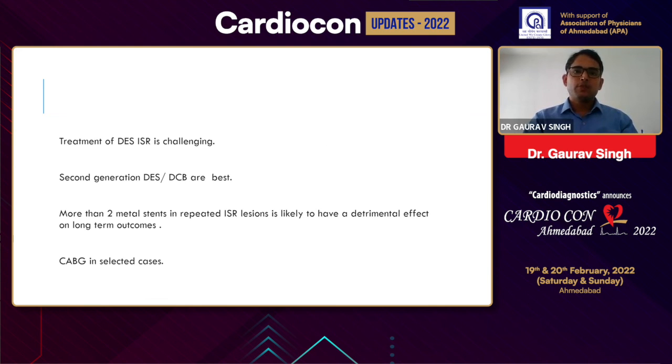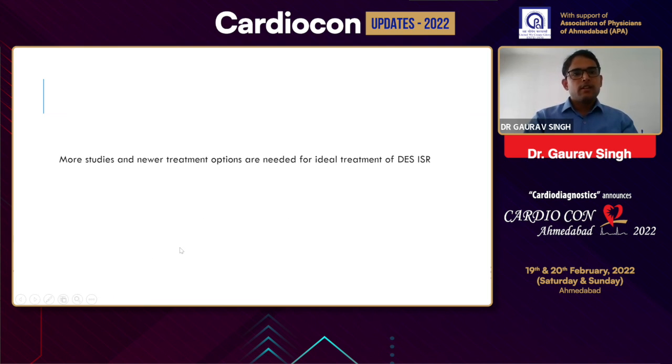So the take-home message from my side is that treatment of DES ISR is very challenging, and second generation DES or drug-coated balloon are best. And more than two metal stents in a repeated ISR lesion is likely to have a detrimental effect on long-term outcomes, and we should not go for another metal layer in such cases. And CABG in selected cases would work wonders. More studies and newer treatment options are needed for treatment of DES ISR.